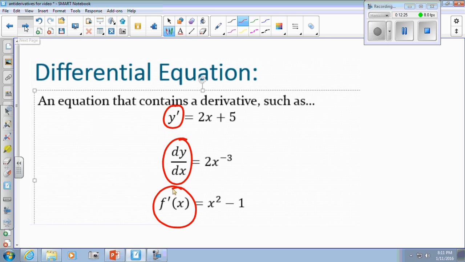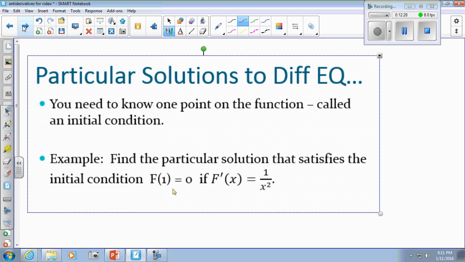Okay, so in differential equations, finding the particular solution means we're going to figure out what the c value would be for that equation. In order to do that, you're going to need to know one point that's on the function. It's called an initial condition. So I need to know one point on my function. And in the example given, the one point that's given comes from this statement, f of 1 equals 0. So I know that my graph, or my f of x, is going to go through the point 1, 0. Okay? So my equation is f prime of x equals 1 over x squared.